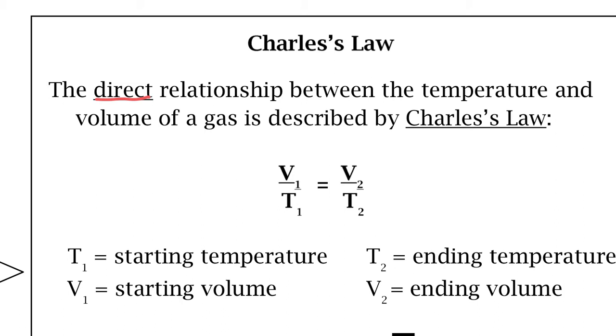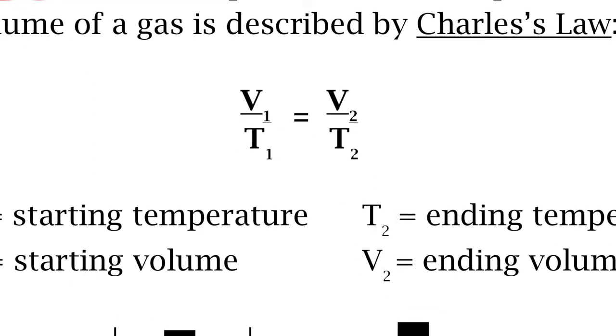What do we call it if it's opposite? As one thing goes up, the other goes down. Indirect, okay? So an indirect relationship is opposite. A direct relationship, they go in the same direction. If one goes up, the other goes up, okay? So when we have an indirect or a direct relationship, we've got this formula.